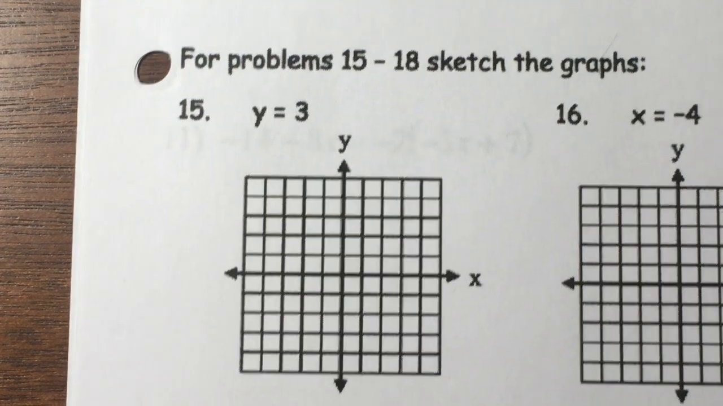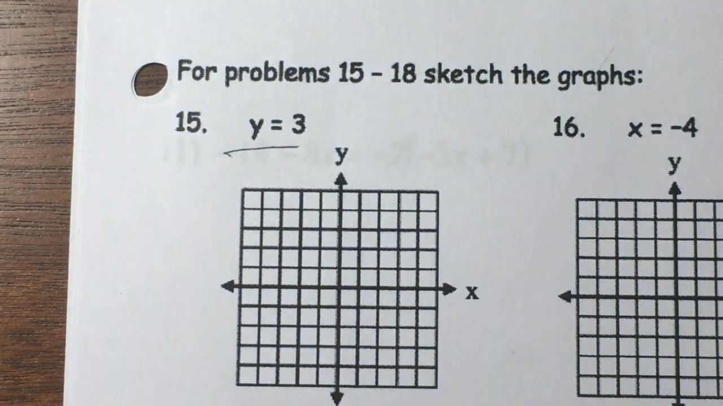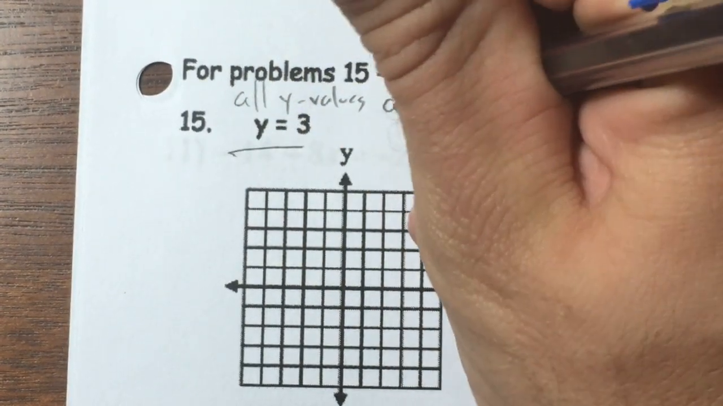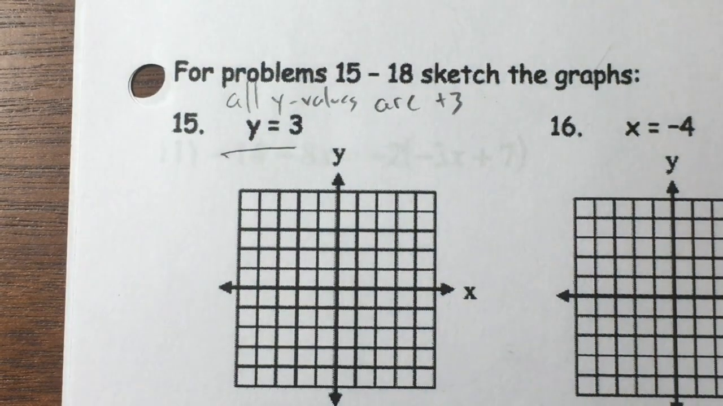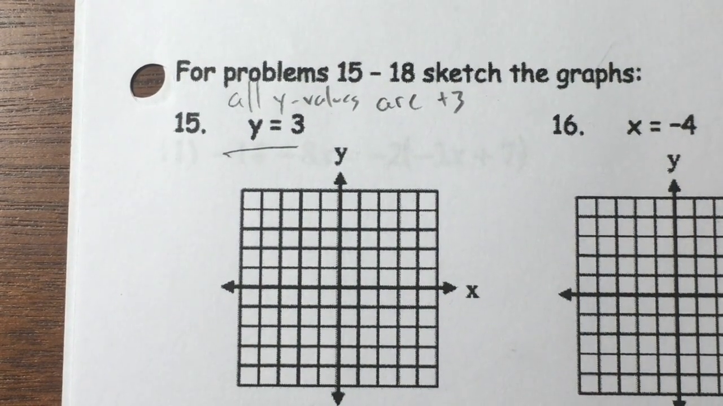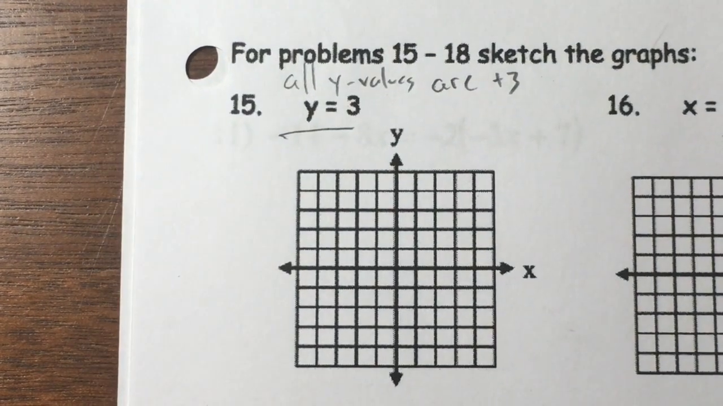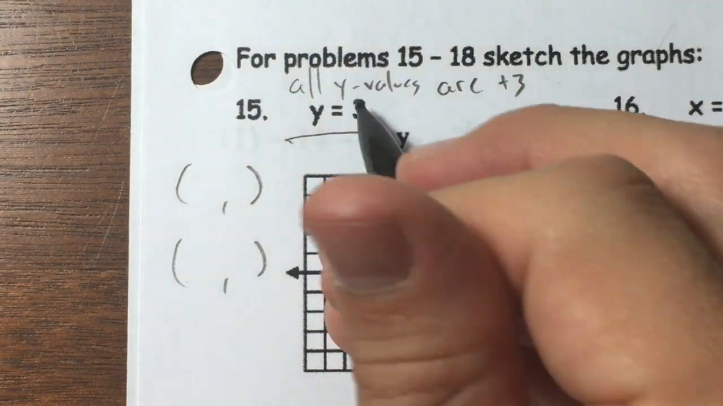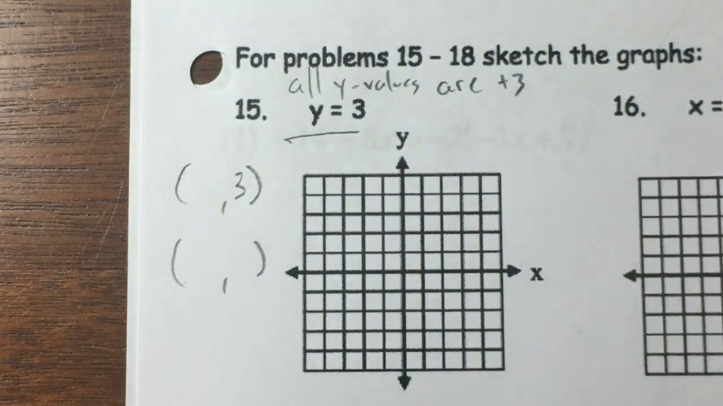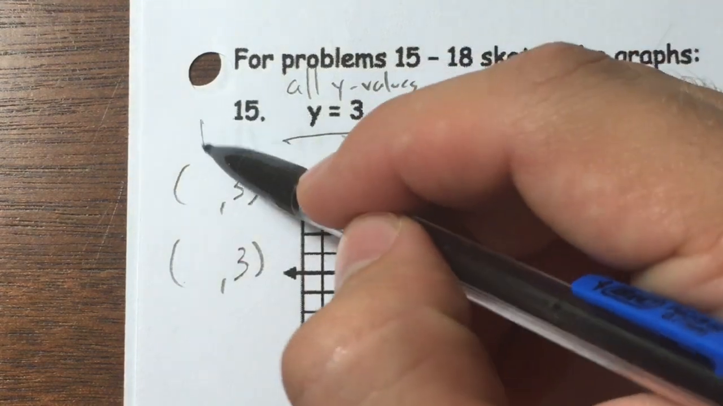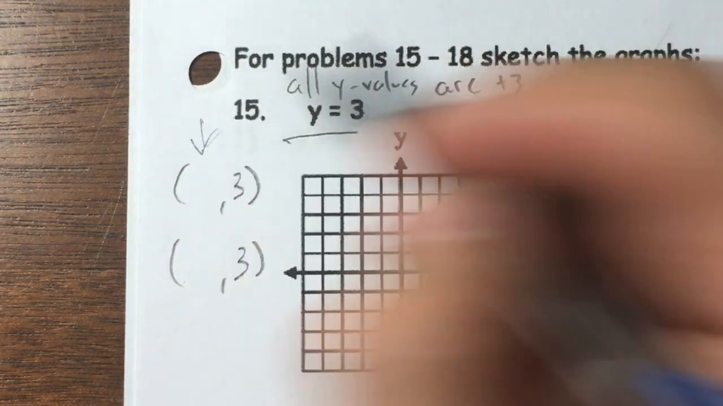Now if you remember from the beginning of the year, this represents the line where all y values are positive 3. So if right away you're not really sure what that looks like, the best strategy to do is just think of a couple coordinate points where our y value would be positive 3. So that means there's a 3 here, there's a 3 here. Now, because all of the y values are positive 3, that means that no matter what I pick for x, the y is still going to be positive 3.